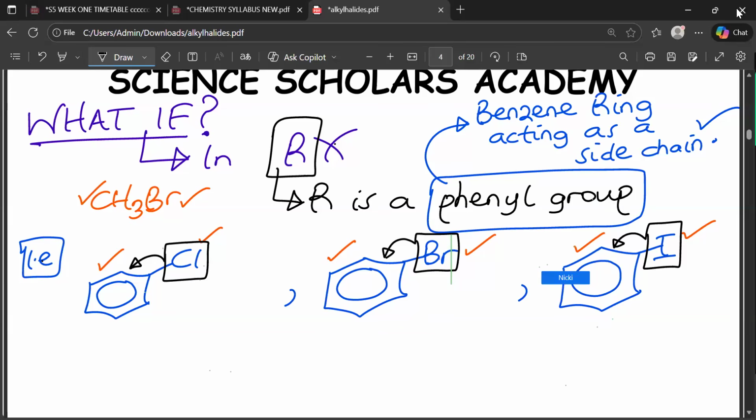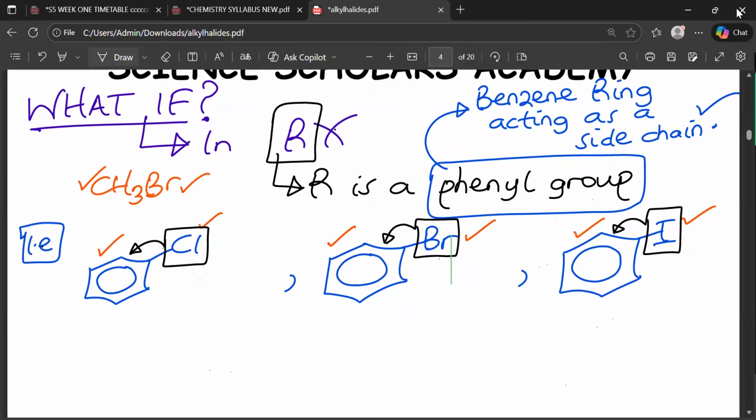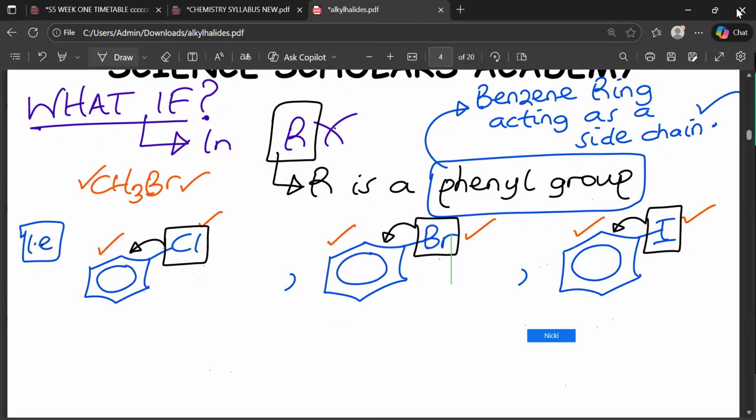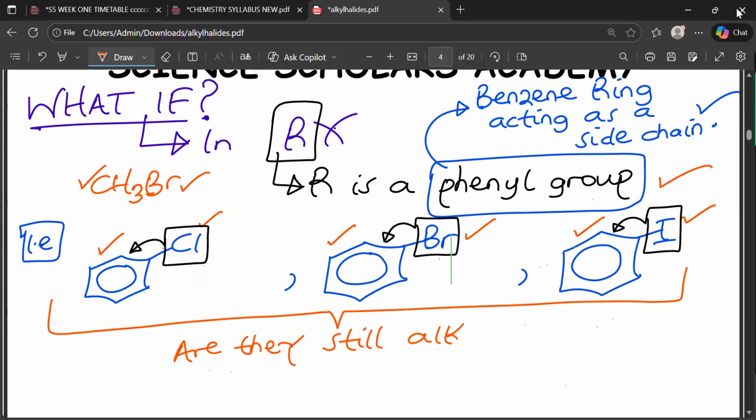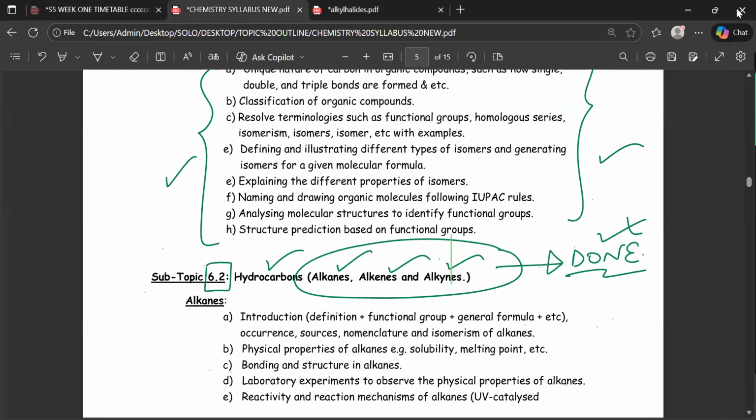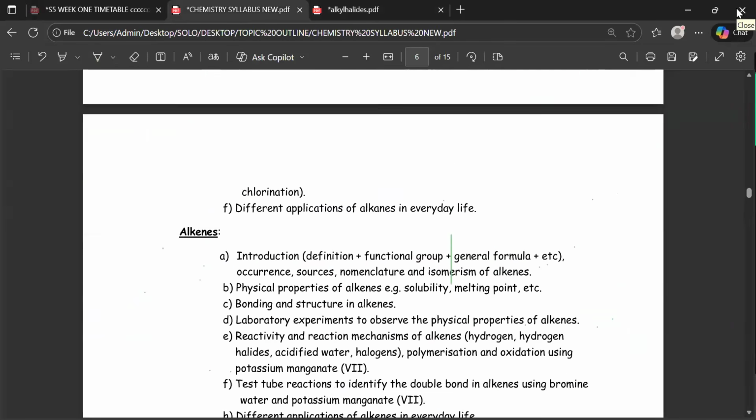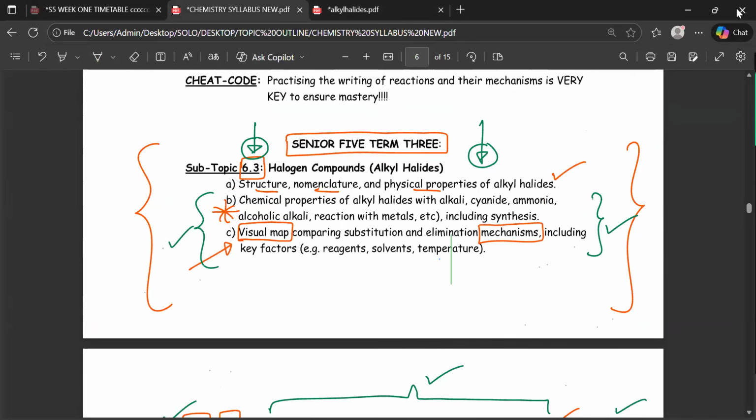So someone tell me, if the R is a benzene ring, which is called a phenyl group, are they really still called alkyl halides? Are they still alkyl halides? You either say yes or no, but when you say no, tell me what they are. This is the only thing I want you to learn today. If you learn that, you can log off. You'll be very safe. Chemistry will not be your problem.